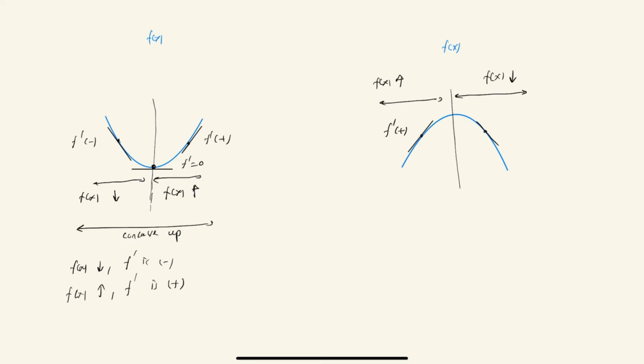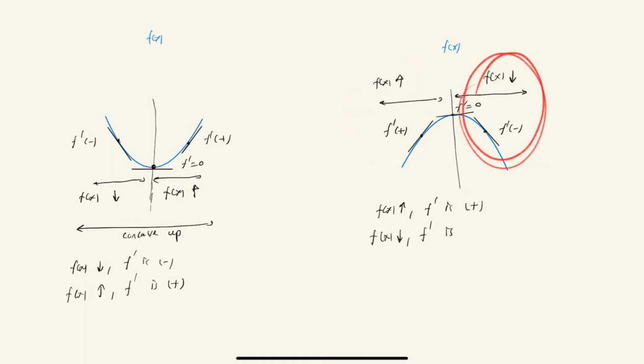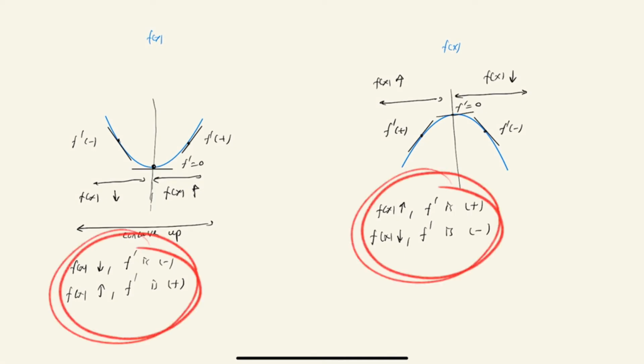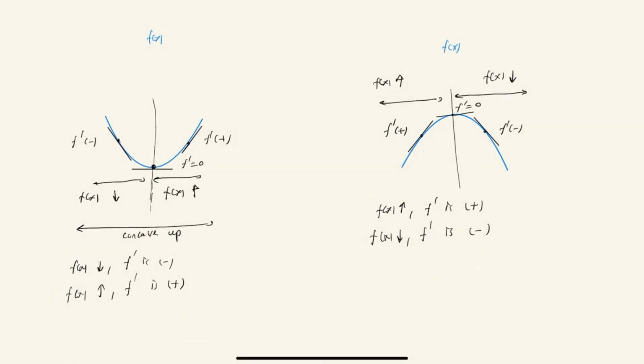And then on the right side, the slope of this tangent line is negative. Therefore, the derivative is going to be negative. And then in the middle, the slope is horizontal, which means the slope is 0. Therefore, the derivative is 0. Here we can notice f of x is increasing, f prime is positive, and when f of x is decreasing, f prime is negative. This is exactly the same thing we found from the left graph. And notice for the whole interval, the function is concave down.